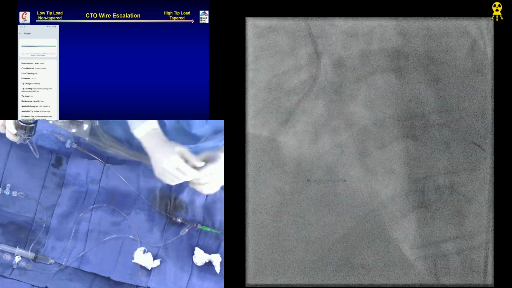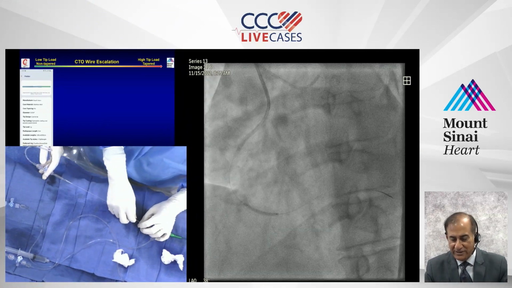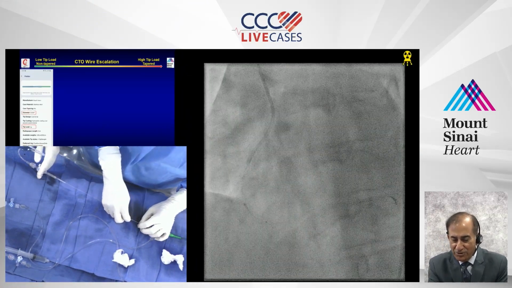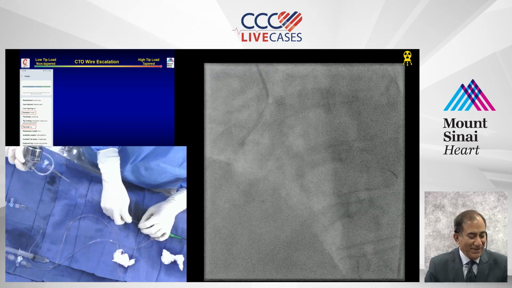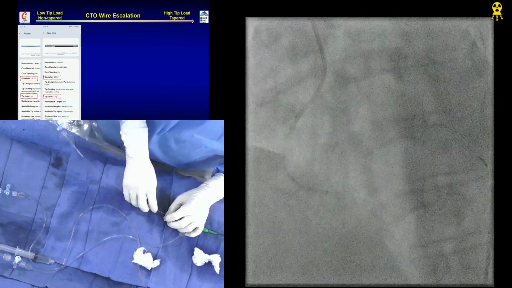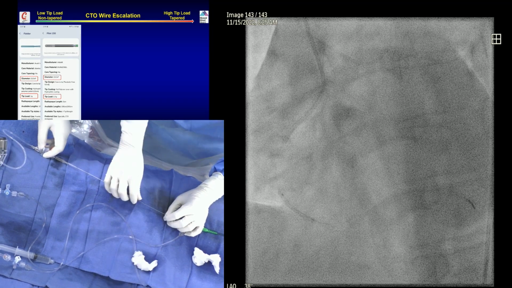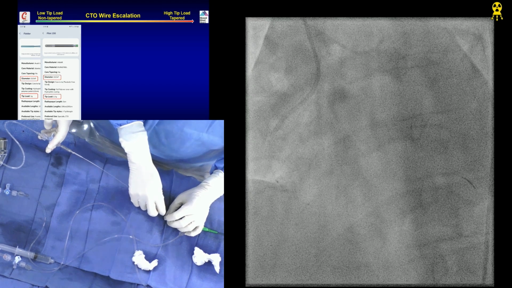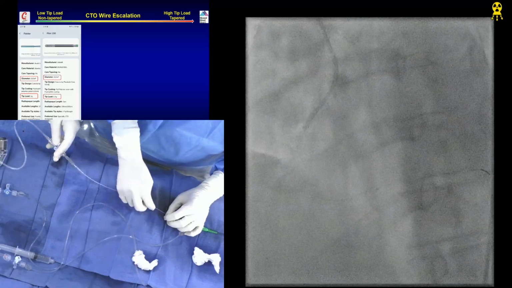There is a comment here, I cannot make out from where. It's probably from Greece. I think it's not a true CTO because the wire went so easily. Well, that's not the technique, and using exactly the right wire. It's a 30 millimeter long CTO, of course, as Dr. Kinney mentioned, with the low JCTO score.